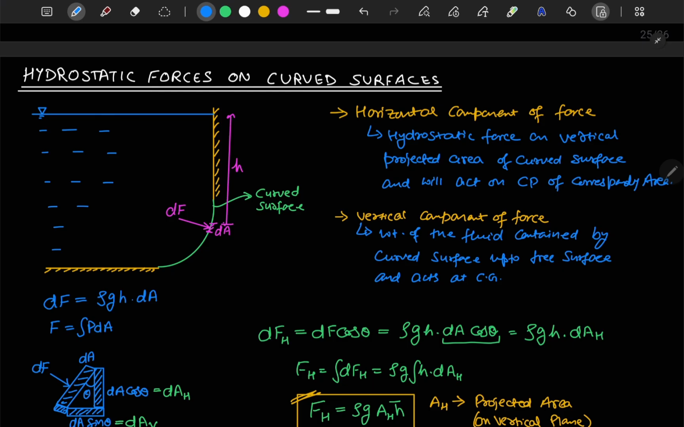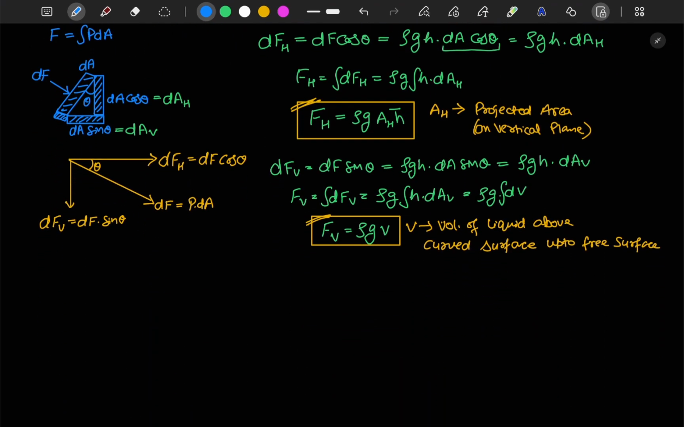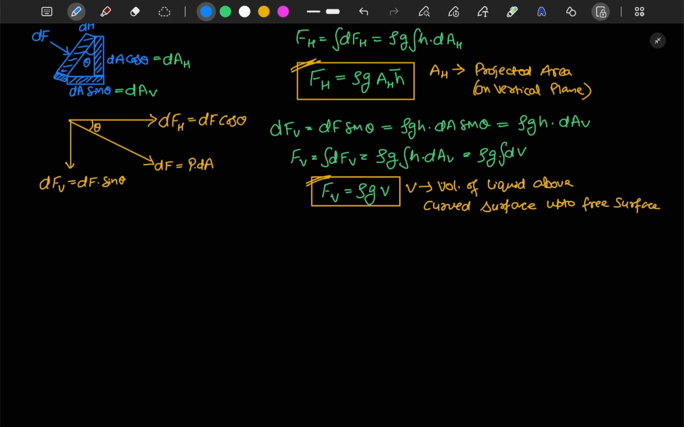So from here, since I have obtained both Fh and Fv values, I can write that my force F is equal to the resultant of both horizontal and vertical components, the square root of Fh square plus Fv square. So this is it.